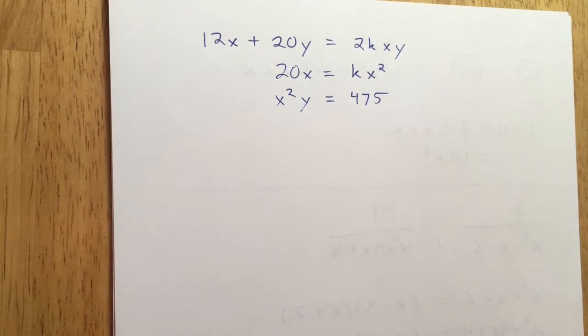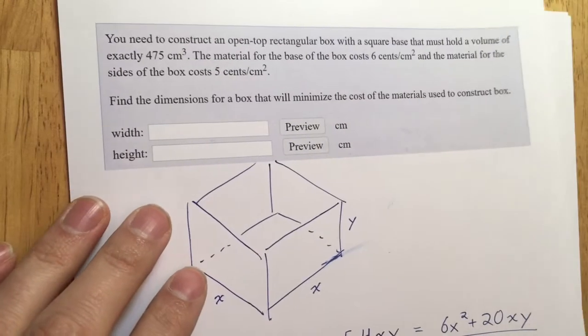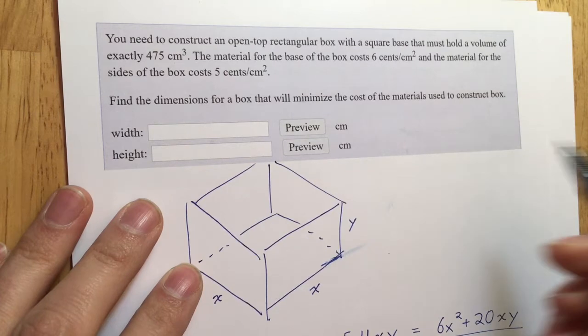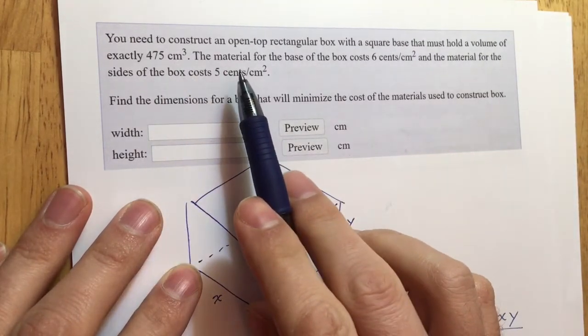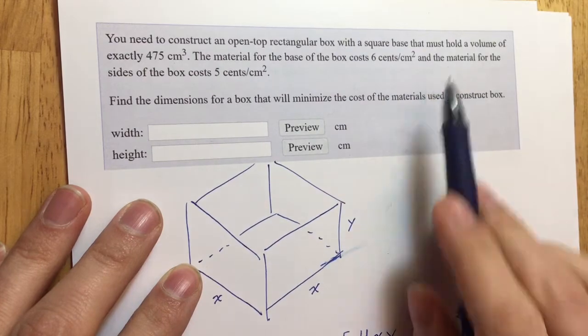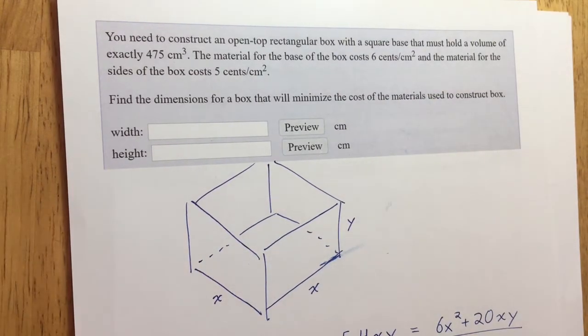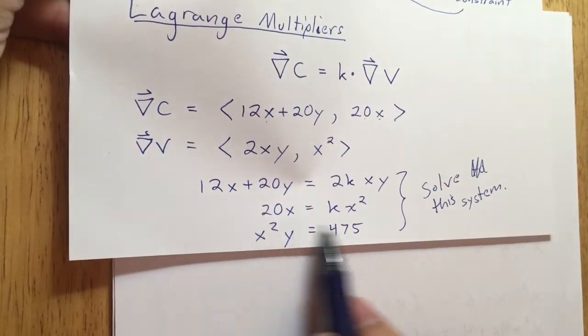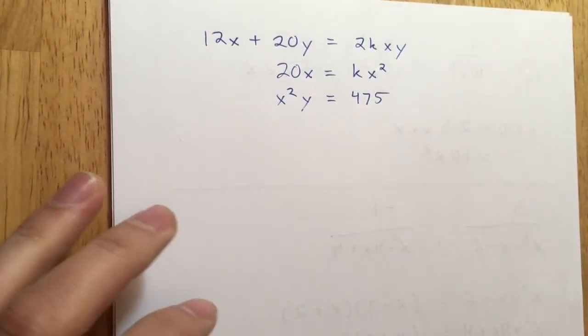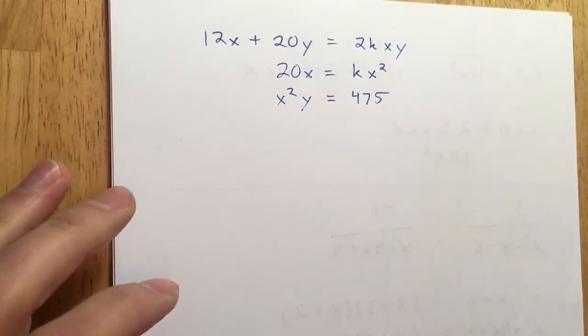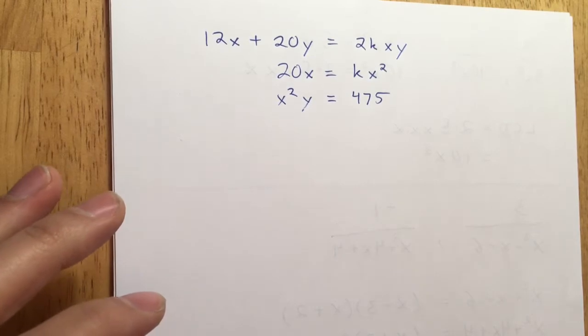Okay, so in a previous video, we were working on this problem, right? We needed to construct a box of a fixed volume, and we wanted to minimize the cost of the box. And we left it where we needed to solve a system of equations. So I just want to finish that up, solve this system. Okay, so here we go. Here's the system of equations, and we need to solve it.